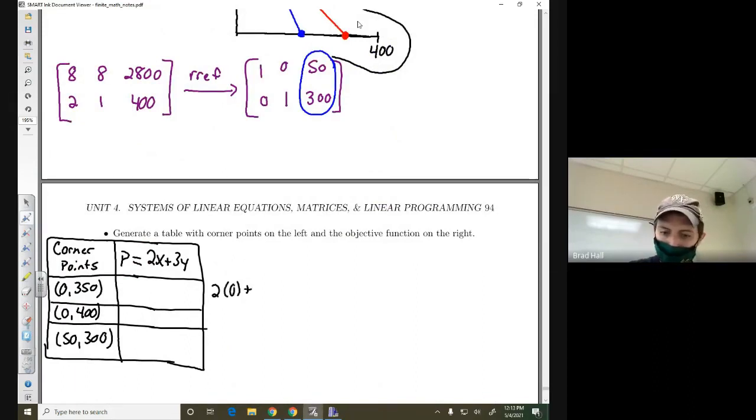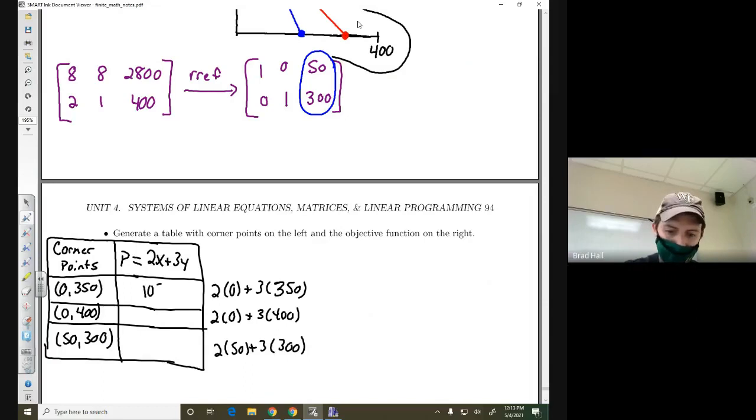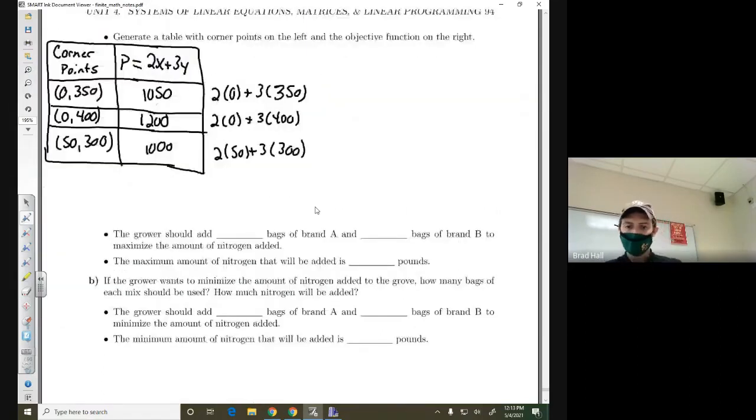Two times 0 plus 3 times 350. 2 times 0 plus 3 times 400. 2 times 50 plus 3 times 300. And so, good thing these are easy calculations to do. And 900, that's 1,000, I believe. 50, 100, 900, 1,000. So with this table, well, the good news is part A wants the max, part B wants the minimum. So we don't have to really do anything else here.